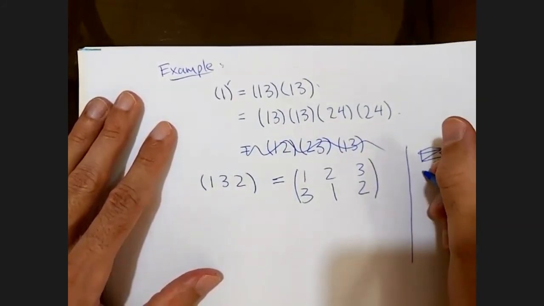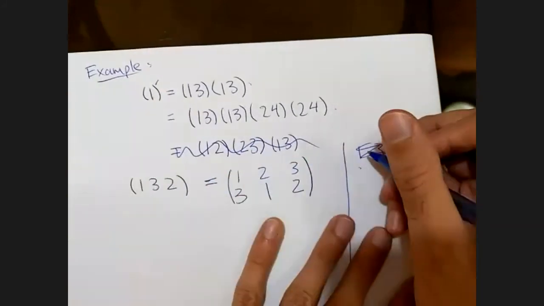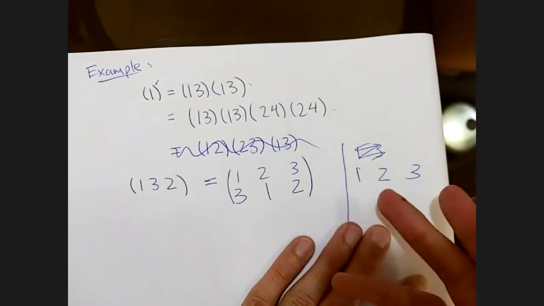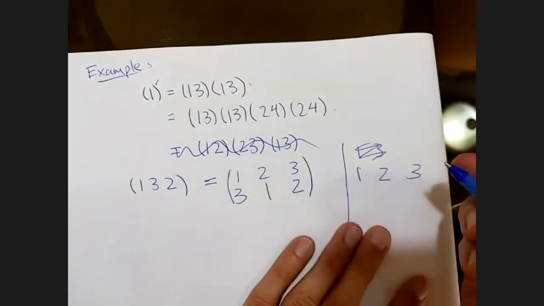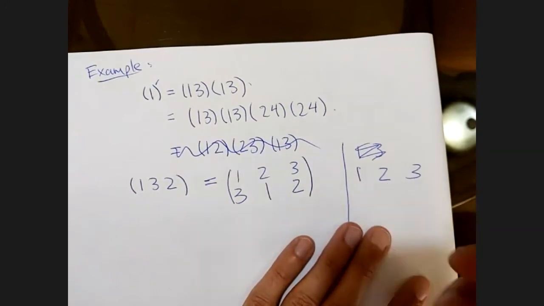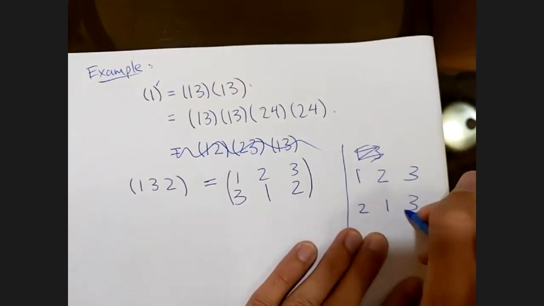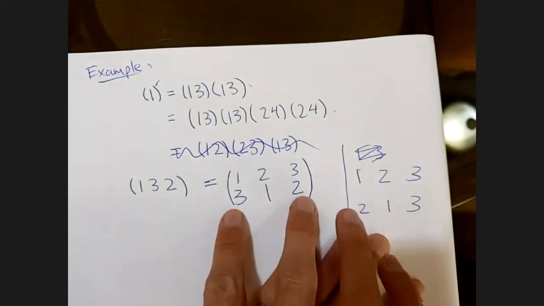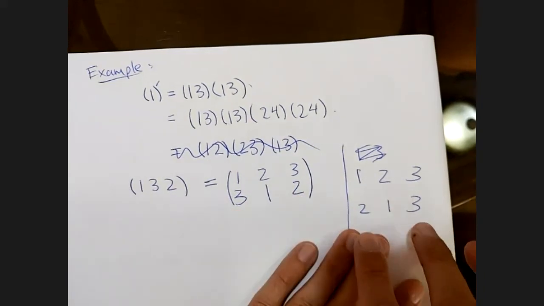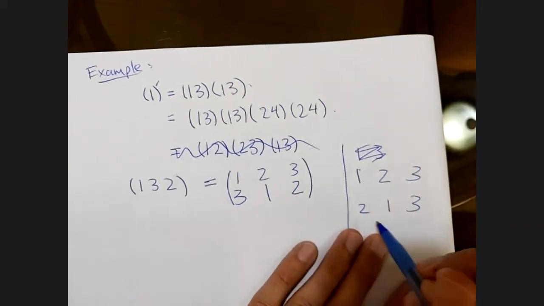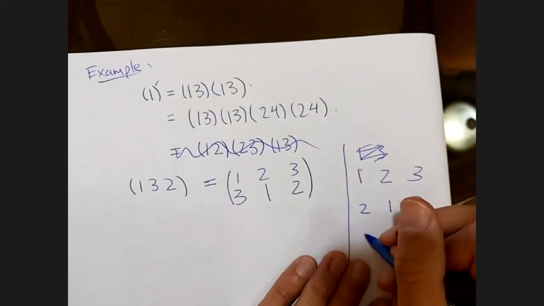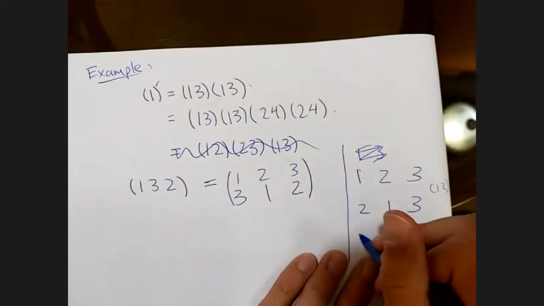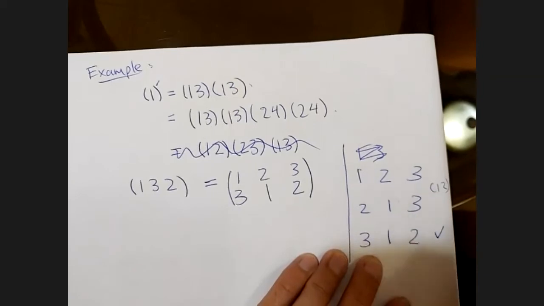So the game is the following. You start from 1, 2, 3, and by switching only 2 symbols at a time, you have to end up with 3, 1, 2. So let's try switching 2 and 1. Actually that was probably a bad move, but it's fine. Now to get to 3, 1, 2 from 2, 1, 3, we have to switch 3 and 2. So we switched 1 and 2, and then we switched 2 and 3. And that's it, we did 2 switches.